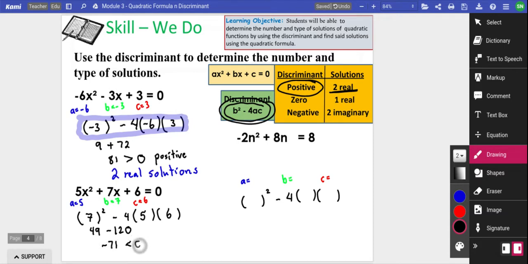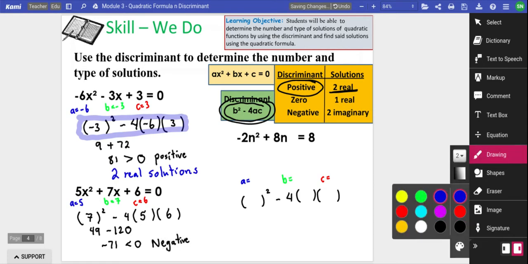This is less than 0, so we have a negative. Whenever we have a negative, we have two imaginary solutions.